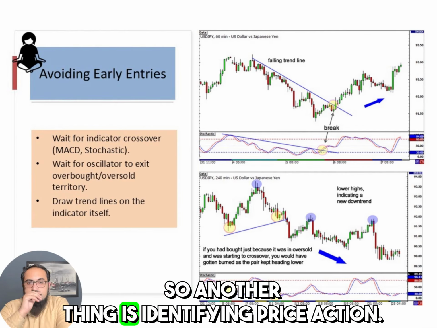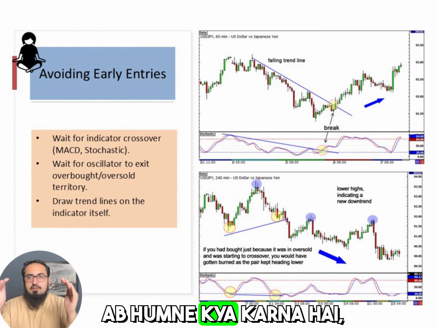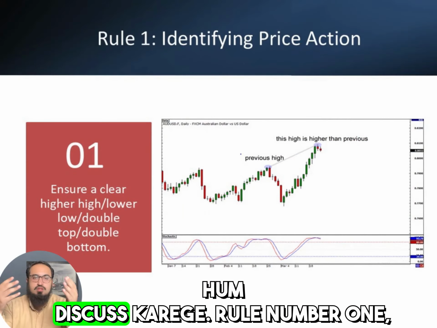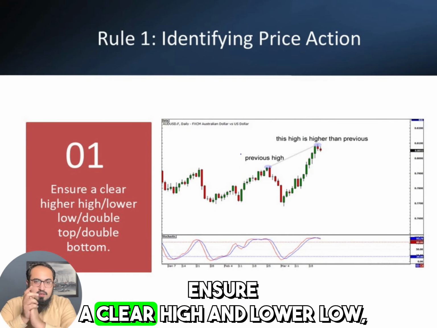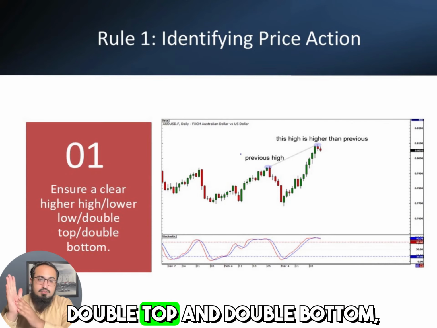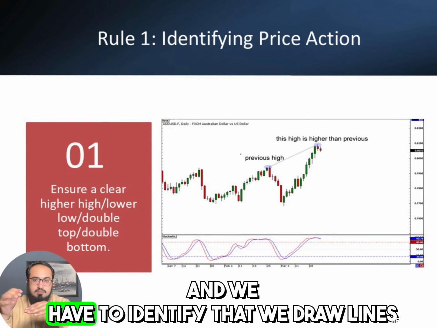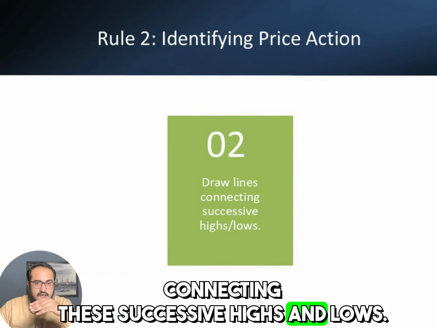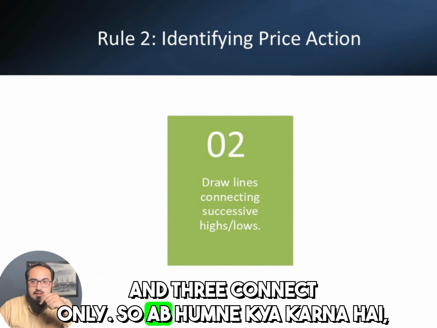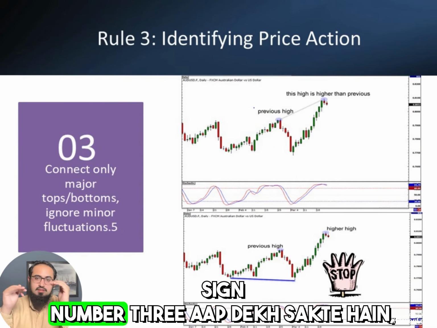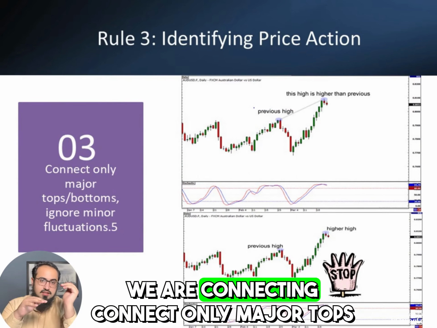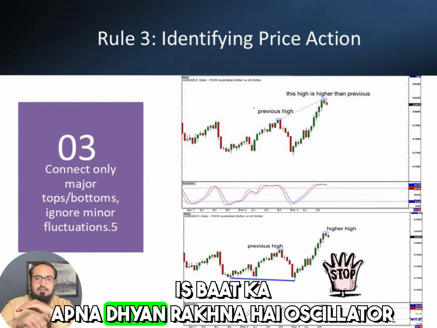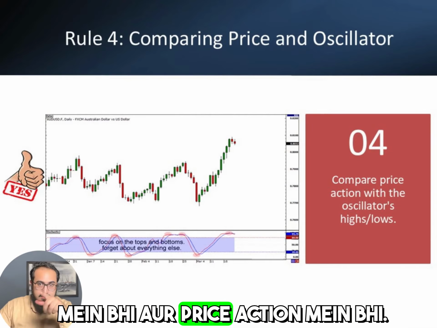So now the other thing is identifying price action. Now what do we have to do? We will discuss the rules for identifying divergence. Rule number 1, ensure clear higher highs and lower lows, double tops and double bottoms, and we have to identify that. We draw lines connecting these successive highs and lows. Finally, you can see we are connecting only major tops and bottoms, ignoring minor fluctuations. Keep this in mind both in the oscillator and in the price action.